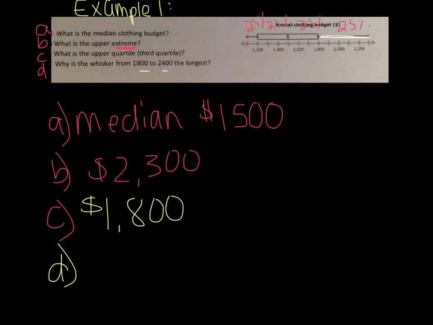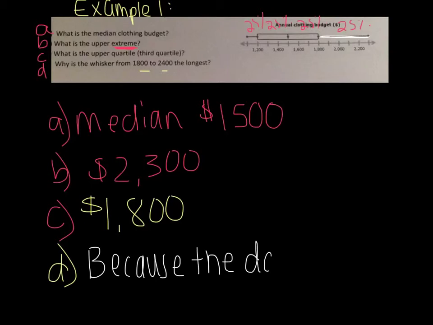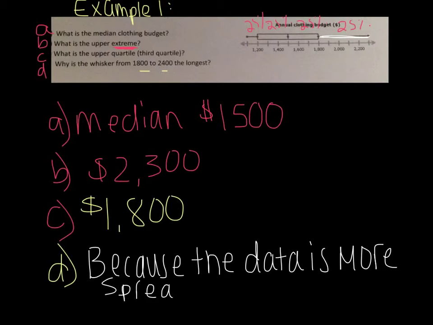Okay, so it's the longest because, sorry, I'm going to take some time here to write this out, because the data is more spread out. You'll be asked that quite a bit. That's part of interpreting box plots, is why is that whisker longest? It's because the data is more spread out. There's more of a range in the numbers.